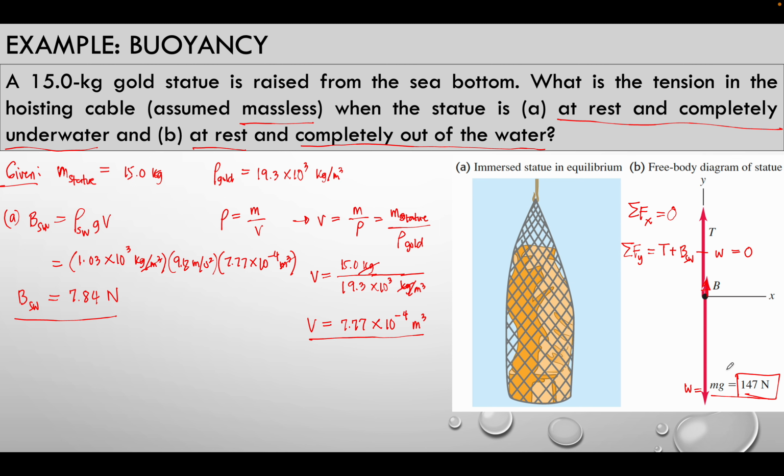We now have the value of the weight here, which is equal to 147, or 15 times 9.8 meters per second squared. So the sum of all forces along the y is equal to the tension plus the buoyant force in seawater minus the weight, which is the mass of the statue times the acceleration due to gravity, equal to 0. Again, we are asked to solve for the tension, so we move the buoyant force and the weight to the other side of the equation. The tension is equal to the weight, or mass of the statue times gravity, minus the buoyant force in sea water.